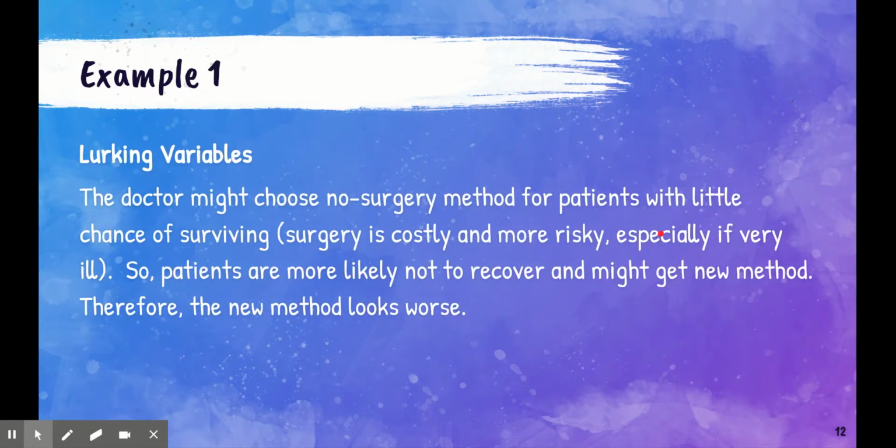With the lurking variables, the doctor might choose the no-surgery method for patients with little chance of surviving. Surgery is costly and more risky, especially if very ill. So patients who are more likely not to recover might get the new method. Therefore, the new method looks worse.